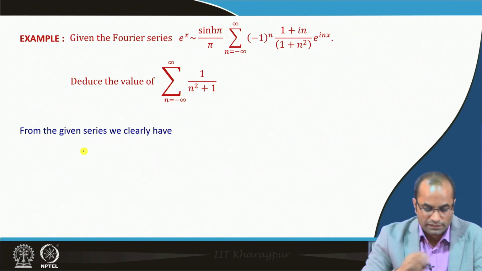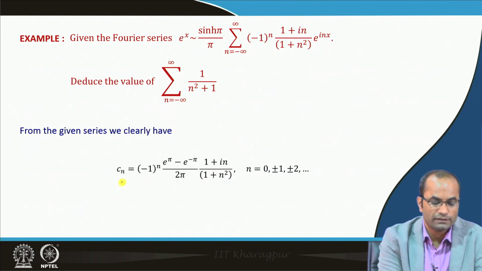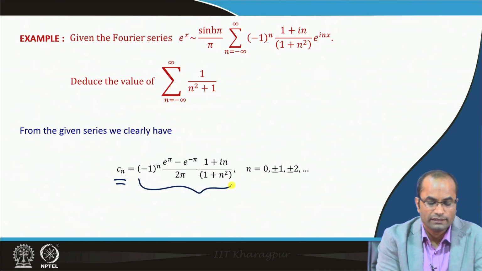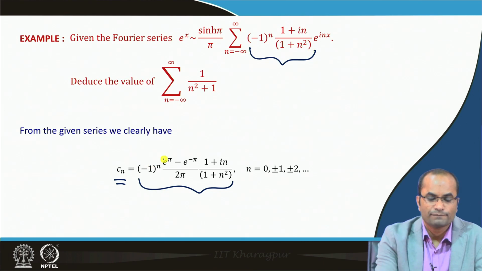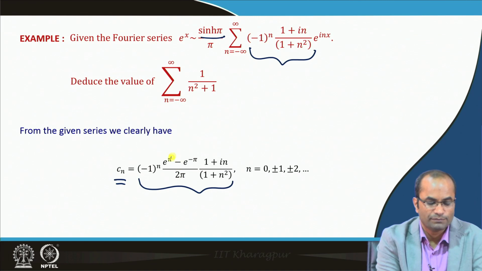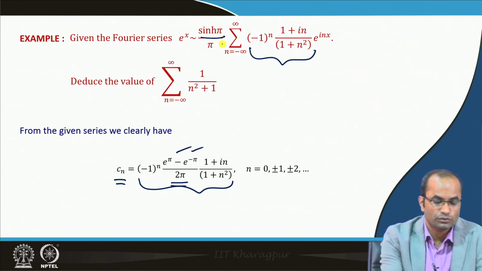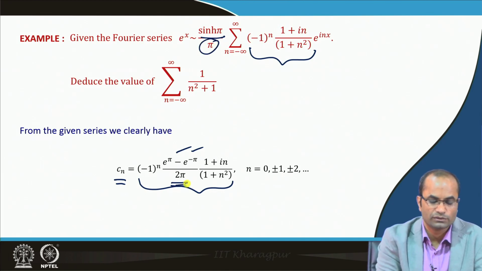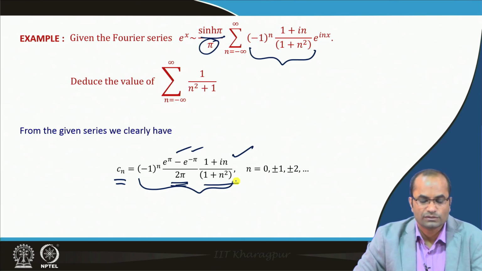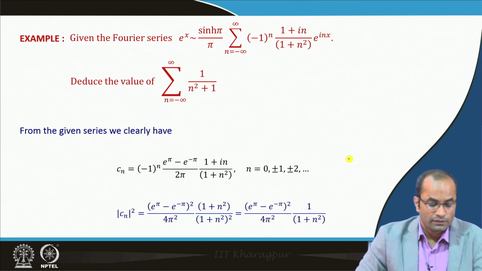So, from the given series we can compare it now. The C_n's are directly given there. These are the C_n's: (-1)^n, and then we have sinh π, that is (e^π − e^(−π)) divided by 2, and then there was a π there. So, we have 2π, we have 1 + i n and we have 1 + n², and n varies over 0, ±1, ±2, etc.